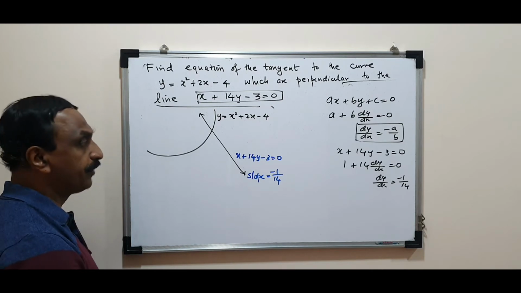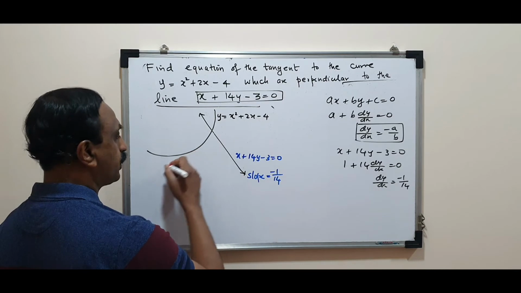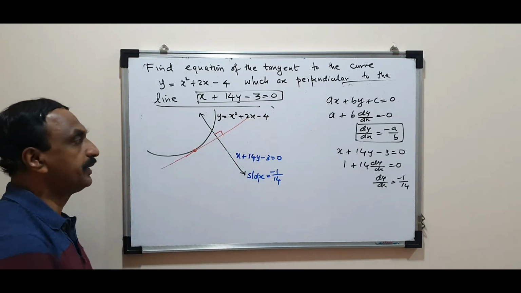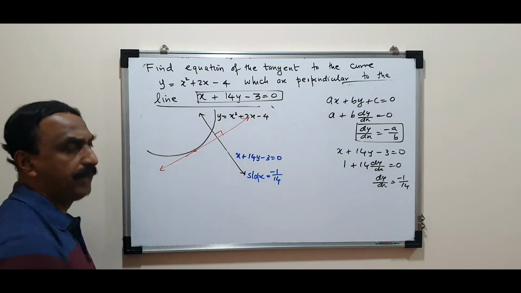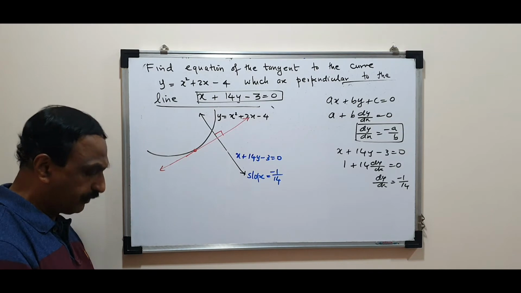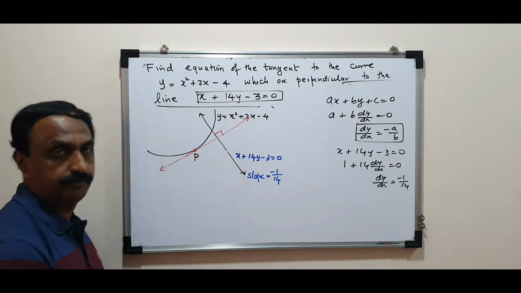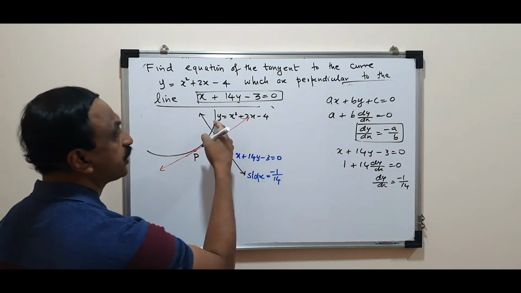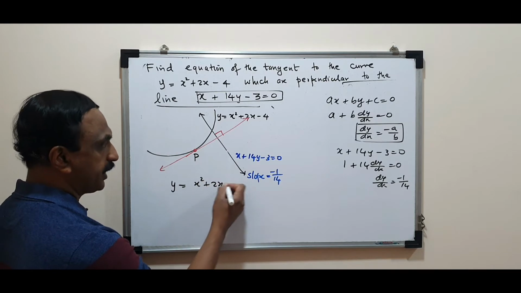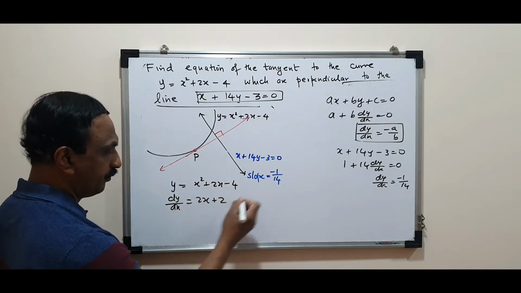So what will be the slope of the tangent? Let me draw the tangent. The tangent should be perpendicular to it. It should touch this curve only at one point and also be perpendicular. So this will be the tangent. Now I am asked to find the equation of this tangent. To do that, I need to derive the coordinates of this point P. But I know the slope of the tangent is dy by dx. So y is x squared plus 2x minus 4. When I differentiate, dy by dx is 2x plus 2.